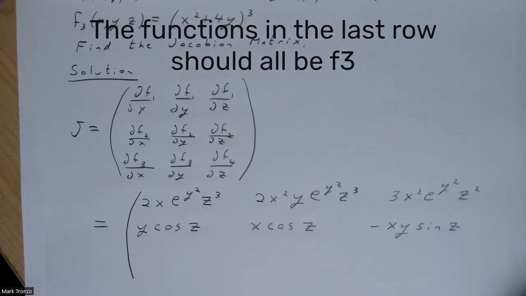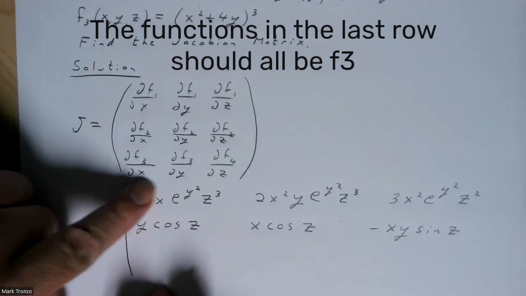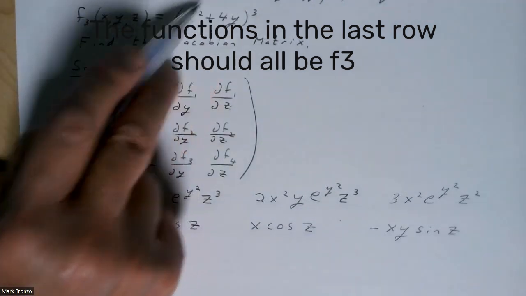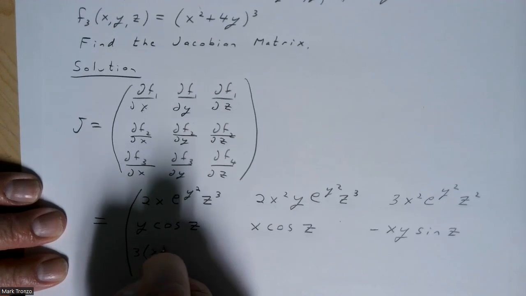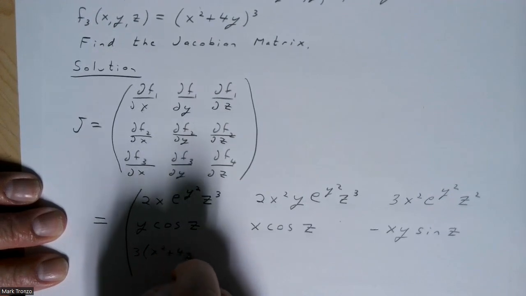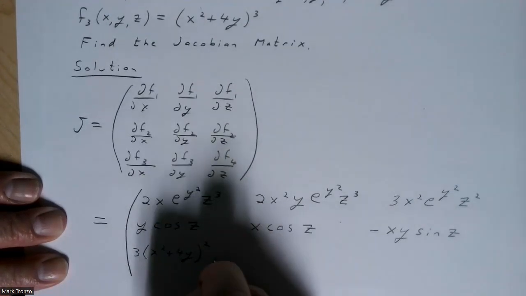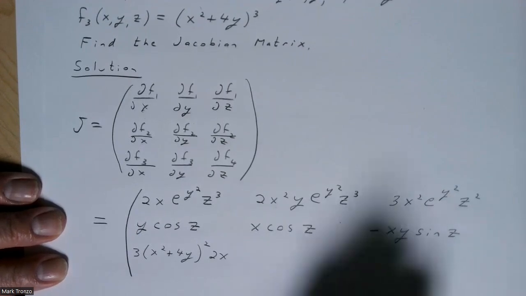And finally, we go to our third function. Take the derivative of it along the bottom row. And so again, we're going to bring the 3 forward. We're going to use the chain rule. 3x squared times 4y squared times the derivative of the inside with respect to x. Going to give us 2x.